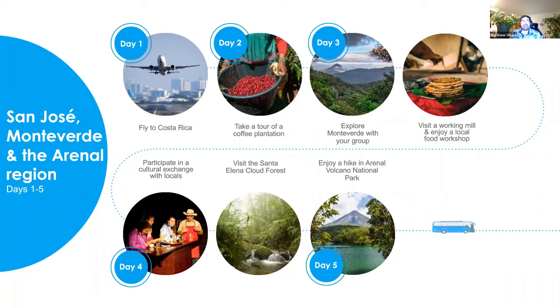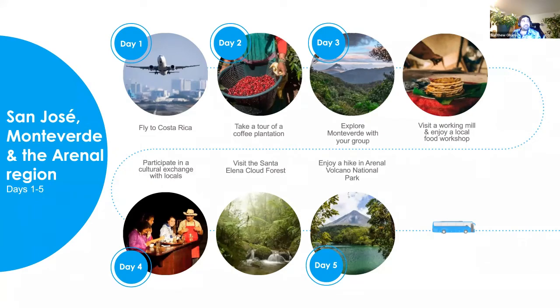Once we're done with the coffee plantation, we'll head over to Monteverde, which is a huge cloud forest. It's one of the most biologically diverse areas in the entire world, not just Costa Rica, but the entire world. I've never been to this forest, so I'm really, really excited to go. And while we're there, we're going to visit a working mill and enjoy a local food workshop.